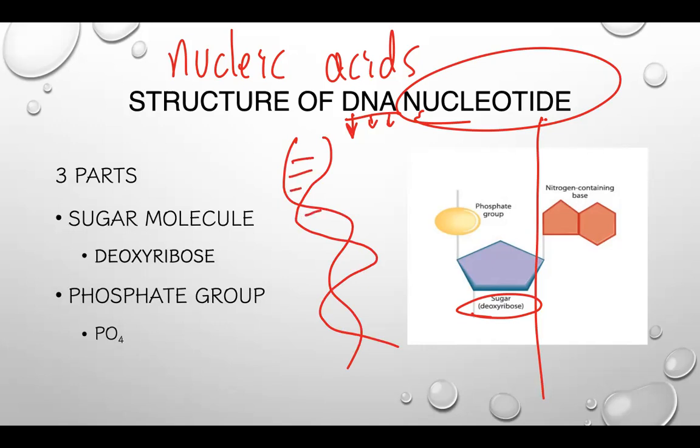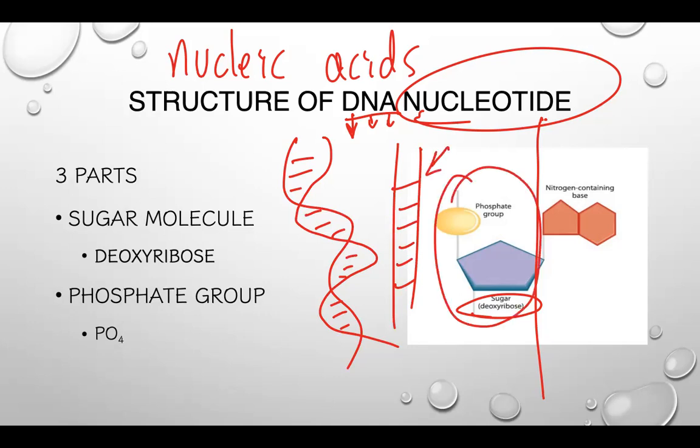And then you've got the steps in between. So if you were to untwist it, it would basically look like a ladder, right? This is what makes up the sides of the ladder. So it's alternating sugar, phosphate, sugar, phosphate, sugar, phosphate. And then the quote unquote steps of the ladder are these nitrogen containing bases.